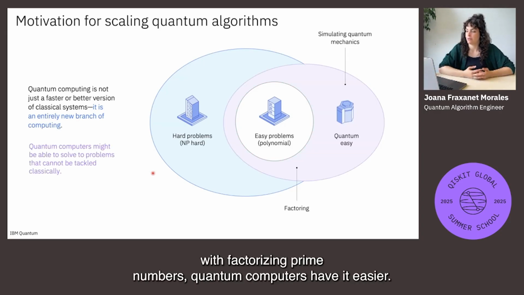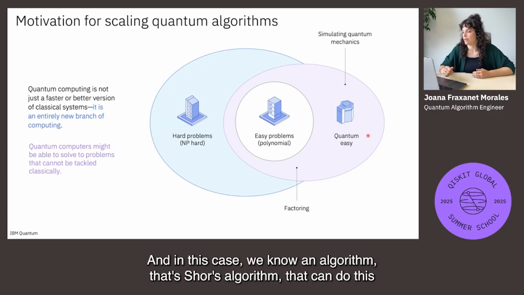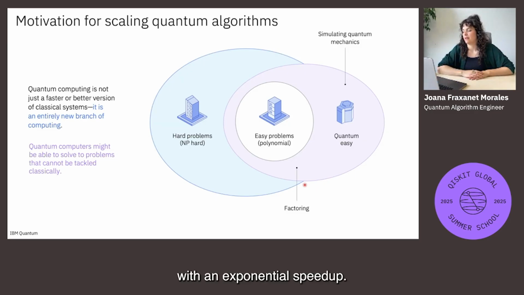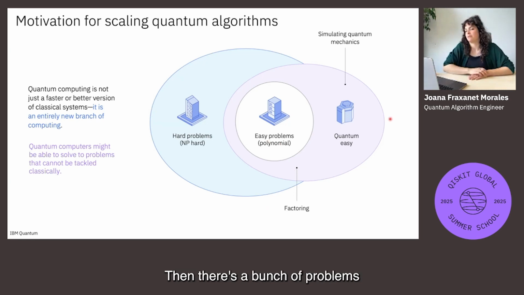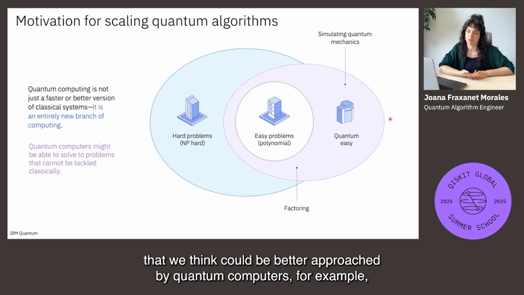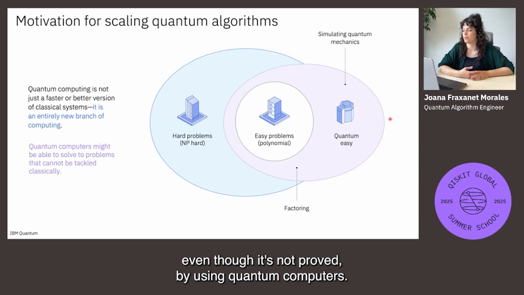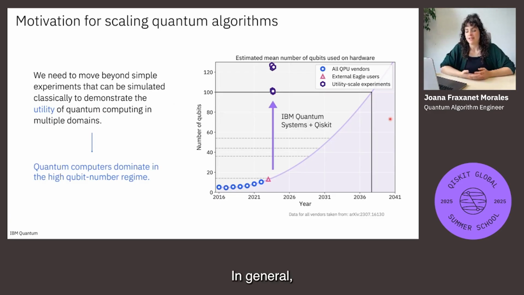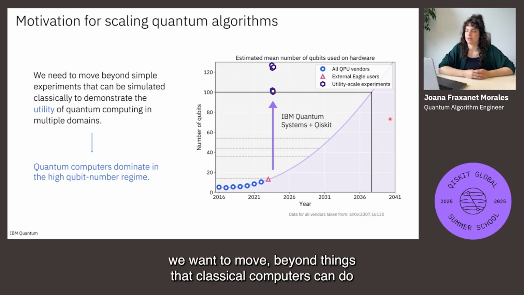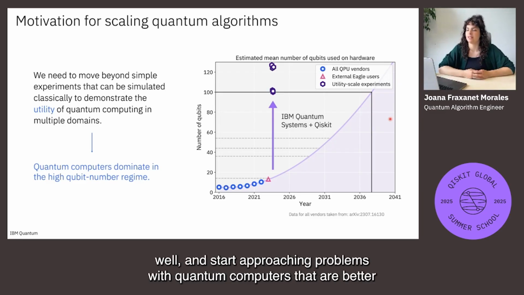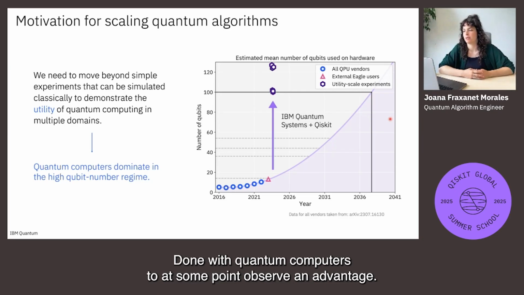Then we know that, for example, with factorizing prime numbers, quantum computers have it easier. And in this case, we know an algorithm, Shor's algorithm, that can do this with an exponential speedup. This is not the only case. Then there's a bunch of problems that we think could be better approached by quantum computers. For example, the idea is that simulating quantum mechanics should be easier, even though it's not proved, by using quantum computers. In general, we want to move beyond things that classical computers can do well and start approaching problems that are better done with quantum computers to, at some point, observe an advantage.